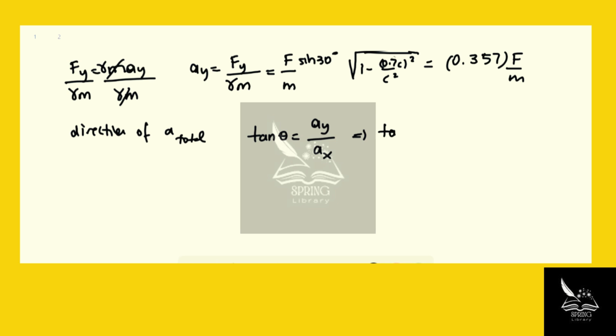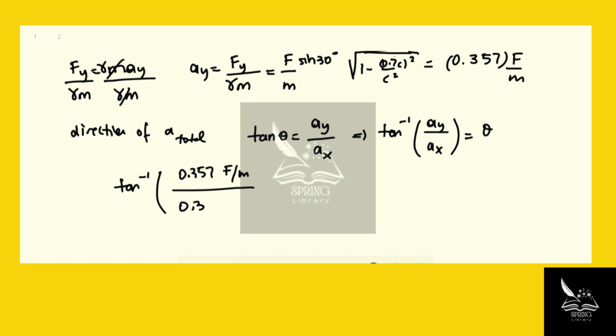We have then the inverse tangent of a sub y over a sub x equals the angle that we're looking for. So the inverse tangent of 0.357 F over m divided by 0.315 F over m. F over m is going to cancel out. We're going to find our angle to be 48.6 degrees. So remember, this is an instantaneous direction for the acceleration as the particle is moving in the purely positive x direction.